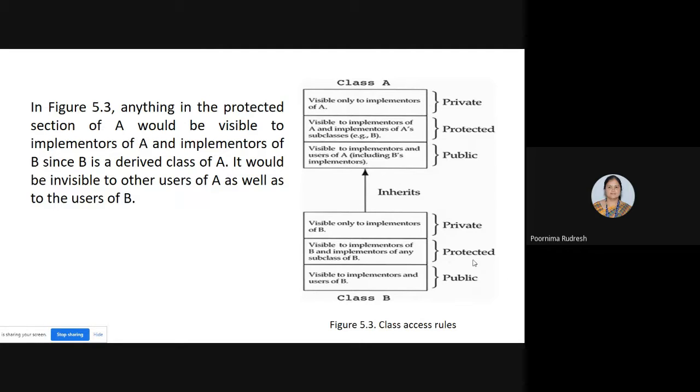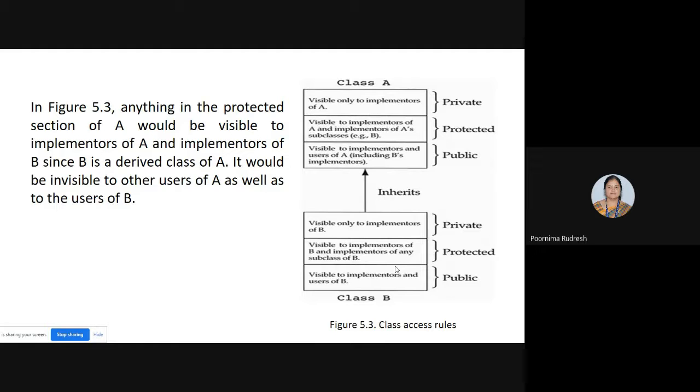This protected area is visible to the implementers of class B and also implementers of any subclasses of B. Means if we derive one more class from class B, suppose if we derive class C from class B, then this protected area will be visible to the class B implementers, class C implementers. Why? Because class C is the derived class of B.